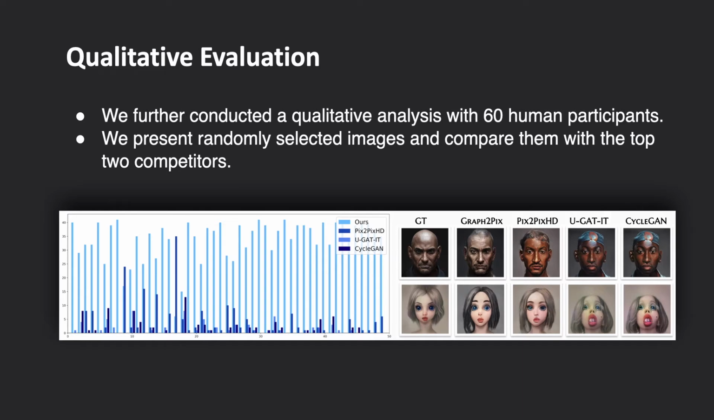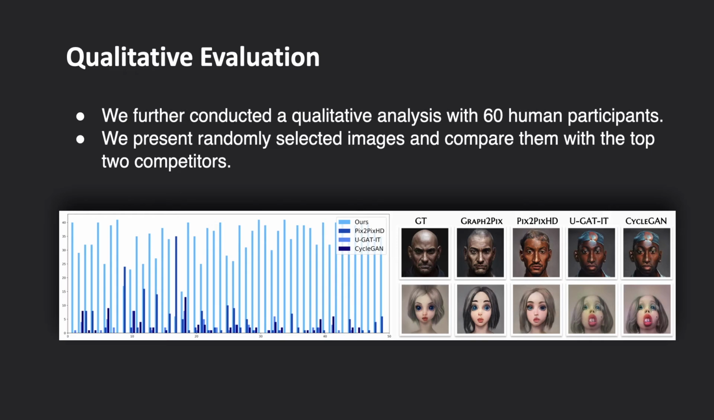To test the qualitative performance of our method, we conducted a study with 60 participants. Participants were given a pair of source and reference images and instructed to choose between the candidate images. Of course, the order of the results is random each time, so the participants had no idea whether an image was produced with Graph2Pix or, for example, Pix2Pix HD. We used 50 images in this study, and we showed the results of the top 2 competitors along with Graph2Pix, Pix2Pix HD, and U-GAT-IT. We excluded CycleGAN because it produces very similar results to U-GAT-IT, as you can see on the examples on the right.